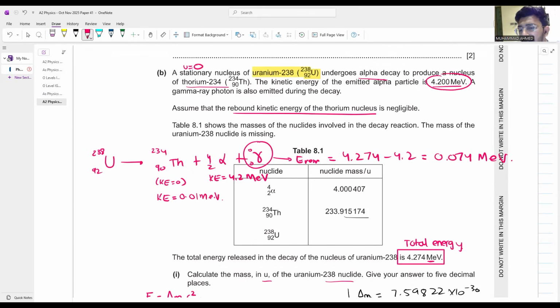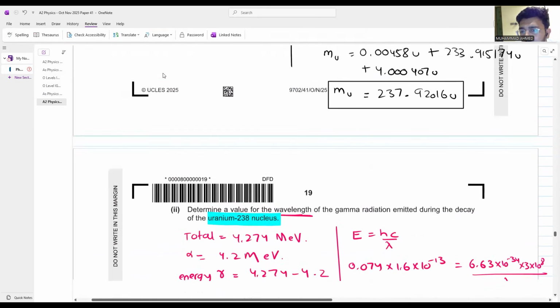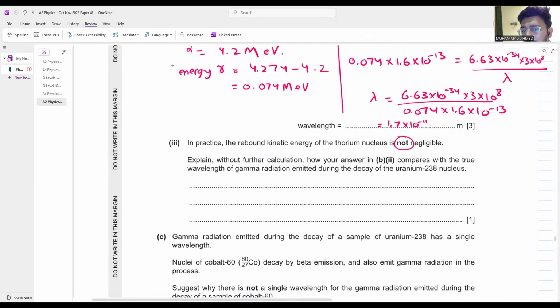Okay, just an assumption. Explain without further calculation how your answer in B part 2 compares with the true wavelength of gamma radiation emitted during the decay of uranium 238 nucleus.